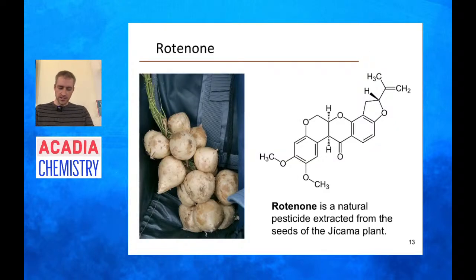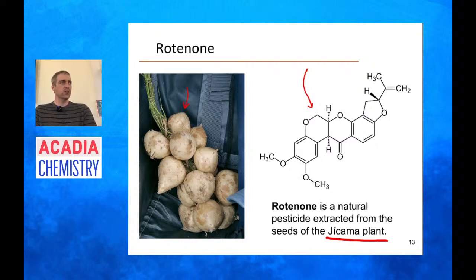So rotenone actually is a very complex molecule. This is its molecular structure. It's been extracted from plants, purified, and then characterized, and chemists have determined what the structure is. It comes from the seeds of the jicama plant, and the jicama plant is a root plant, the tuber, which looks sort of like this, and grows in warmer climates than the one we are in right now.